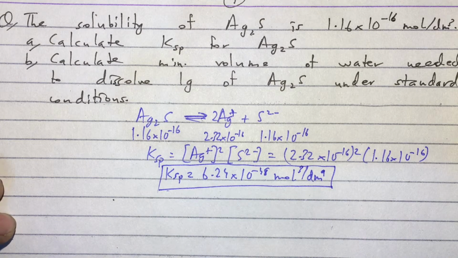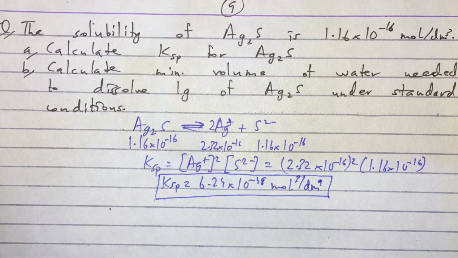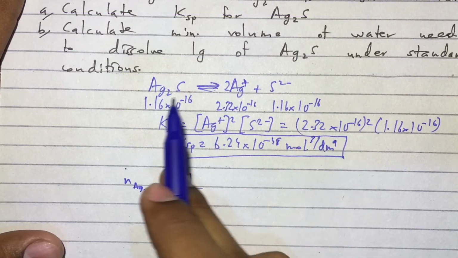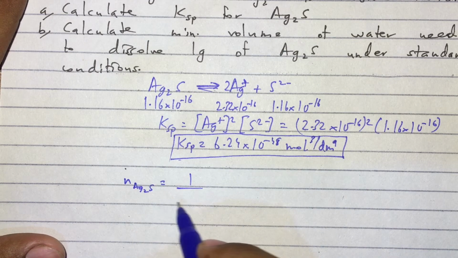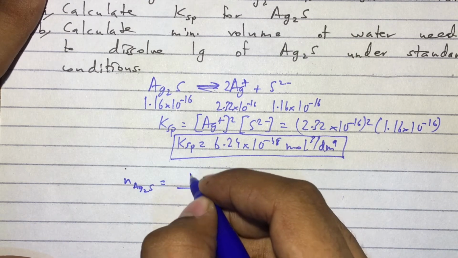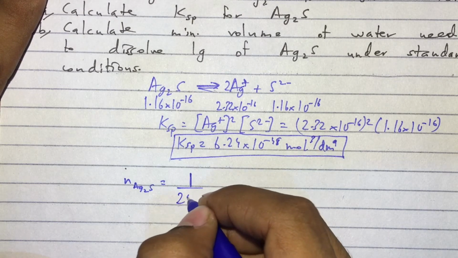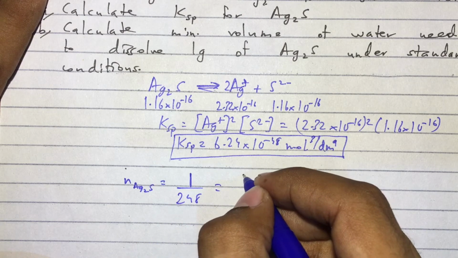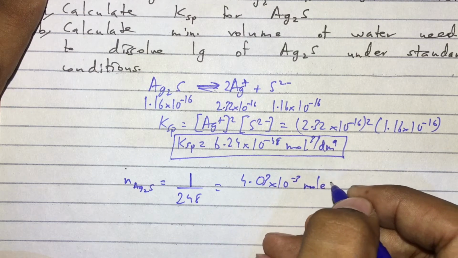Then the second part is saying calculate the minimum volume of water needed to dissolve 1 gram of Ag2S under standard conditions. So it's 1 gram of Ag2S. First you'll have to find the moles of Ag2S. That will be 1 gram upon the Mr. Mr will be 248. So the moles are coming as 4.03 times 10 power negative 3 moles.